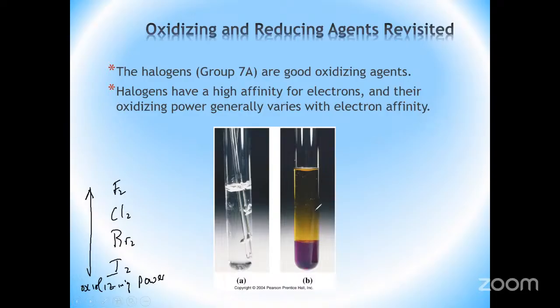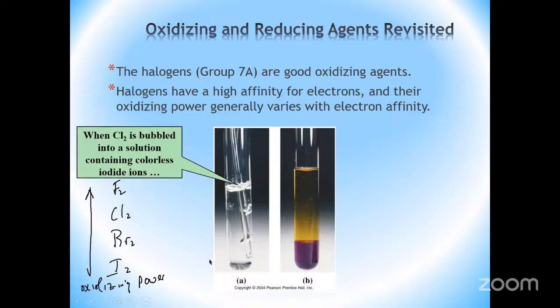So for example, that is being demonstrated here in these two pictures. Basically, what this person is doing is bubbling some chlorine gas into a solution containing iodide ions. Because chlorine is a stronger oxidizing agent compared to bromine, chlorine will displace bromine. So if you bubble chlorine into a solution containing bromide ions, the chlorine will gain the electrons from the bromide to form chloride, and you're going to end up with bromine being formed.